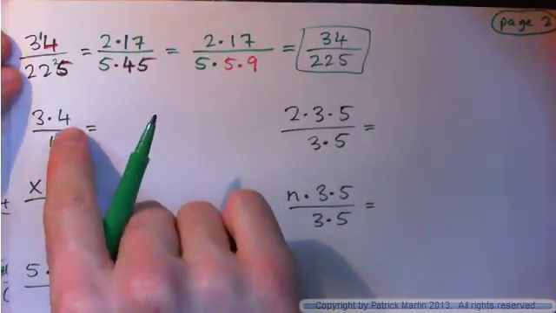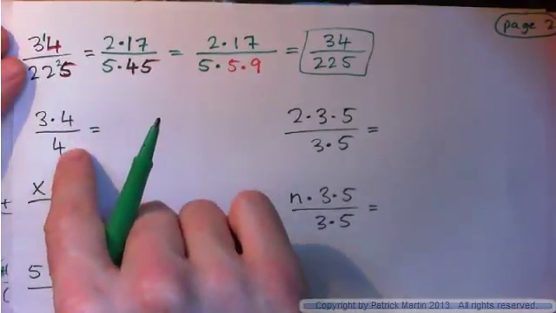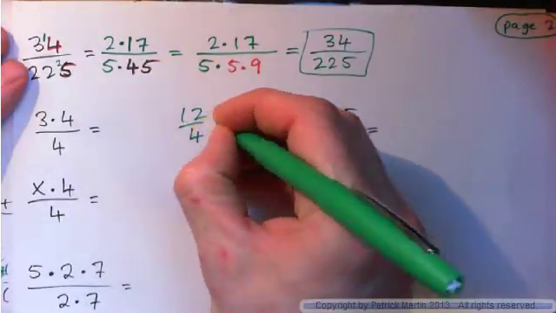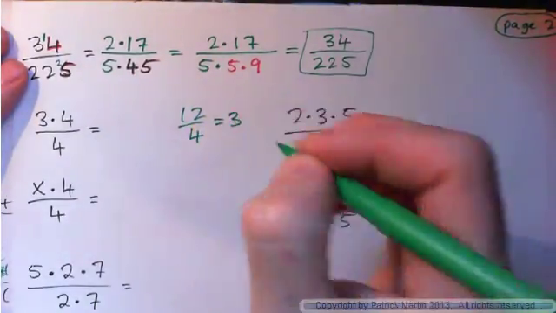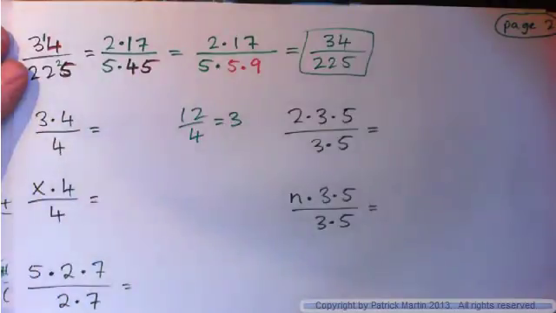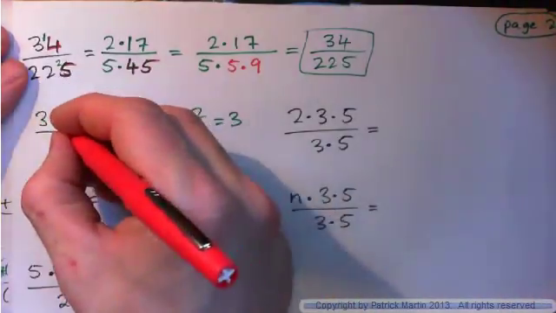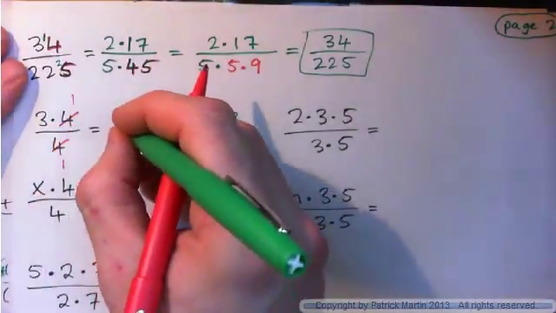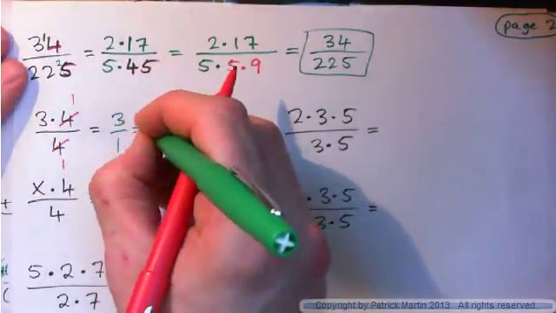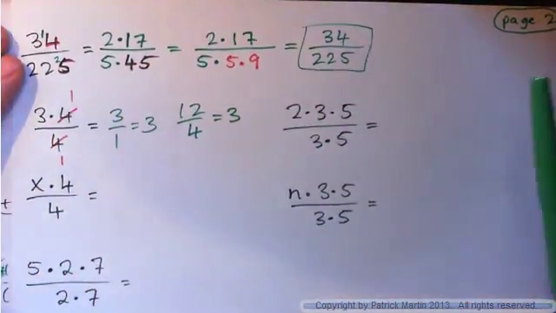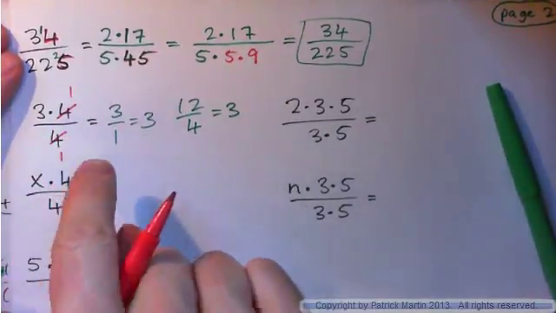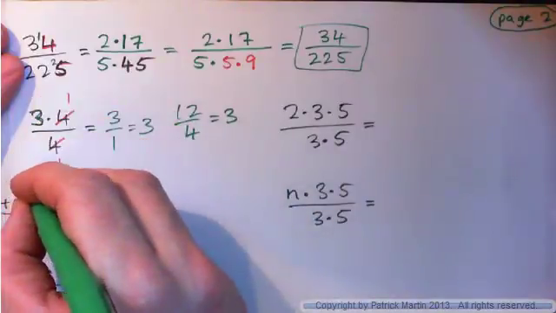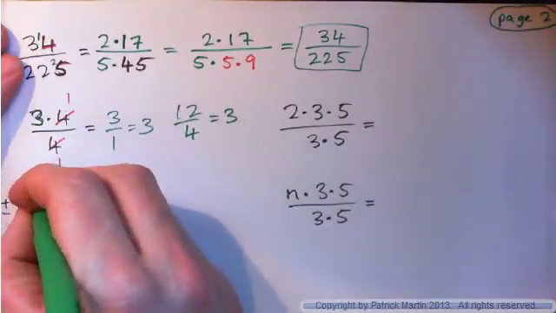Now, if you're just given this 3 times 4 over 4, which of course is 12 over 4, which of course is 3, right? You can cross cancel the 4's and get 3 times 1 over 1, which is 3 over 1, which is 3, right? And the point I'm trying to make, what I want you to practice, is that instead of having a number there, you might have a letter which represents a number, okay?